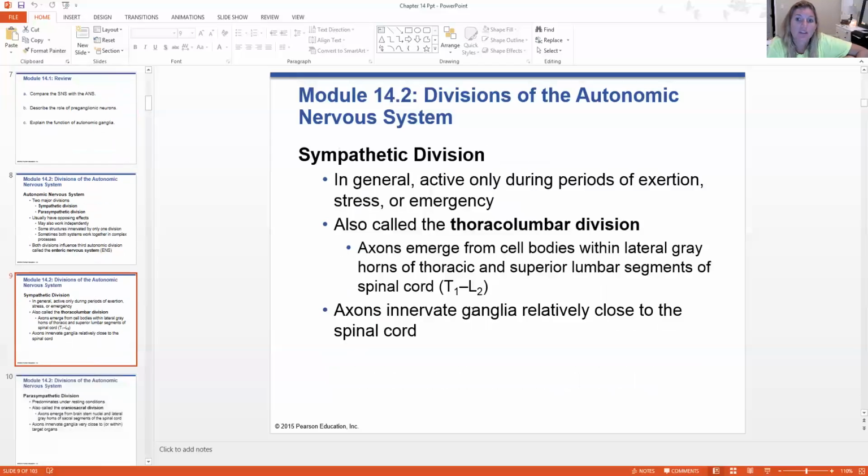In general, this is all of our emergency, stress, exertion stuff, fight or flight, right? It's also called the thoracolumbar division, but we can just call it sympathetic division. The axons emerge from cell bodies on the thoracic and lumbar segments of the spinal cord, hence thoracolumbar. The axons innervate ganglia that are relatively close to the spinal cord as well.